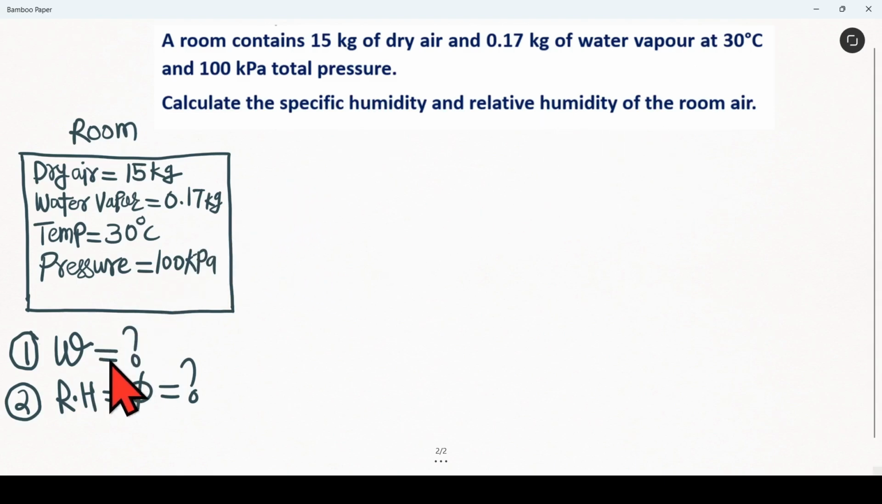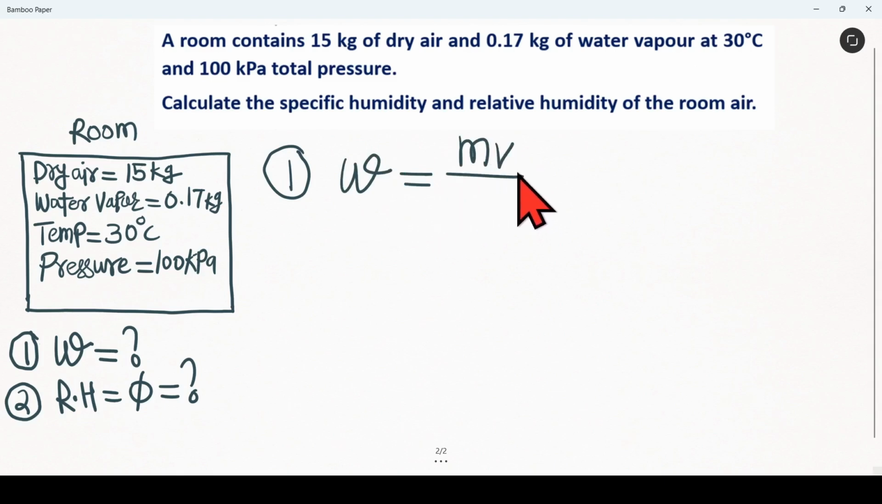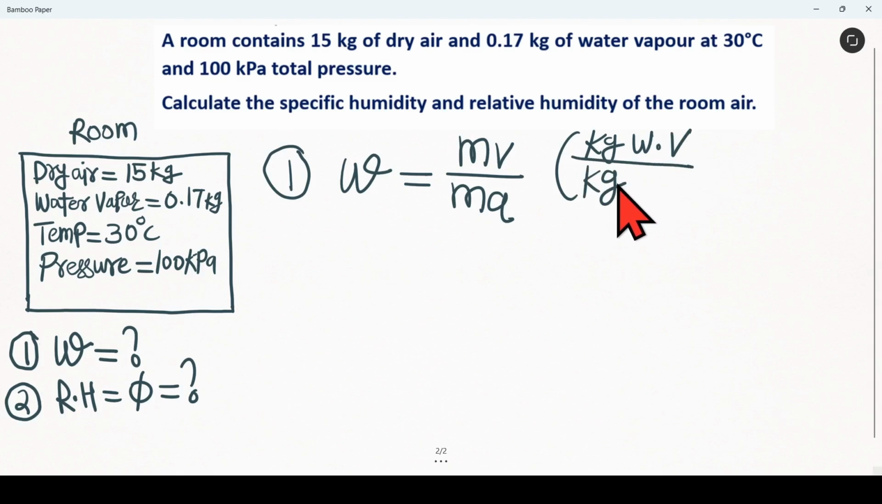So how do we calculate the specific humidity? Let's write what is specific humidity. Specific humidity, omega, is equal to mass of water vapor per unit mass of dry air. What is the unit of the specific humidity? Kg of water vapor per kg of dry air.